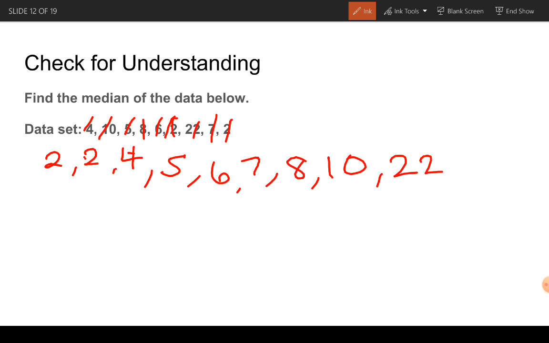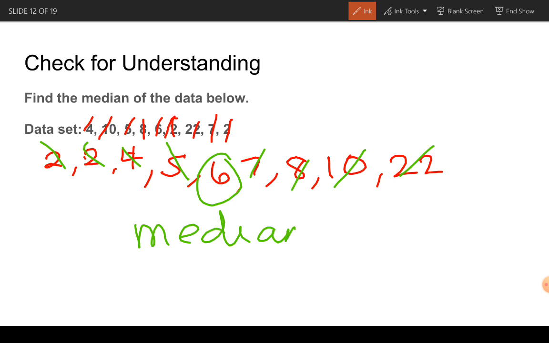Then we want to cross out on the outsides until we get into the middle. And this time we only have one value in the middle, so our median would be 6.